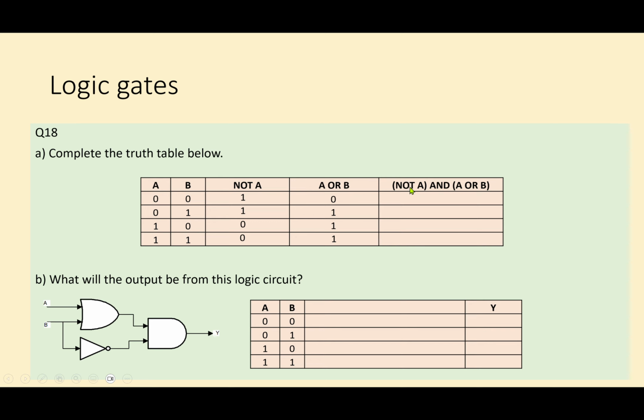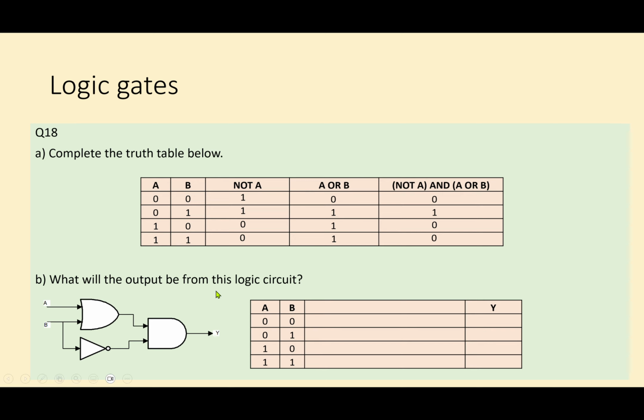Right, next we have not A and A or B. So if you look back to the previous parts of this question, we have already worked out what not A is, and we've already worked out what A or B is. So essentially we're saying it's not A, which is this column here, and A or B, which is this column here. So we're looking at these two and imagining that they're going into an AND gate. And as you'll remember from the last question, the rule is to get a 1 out of an AND gate, we need a 1 on both of them. So there isn't a 1 on both of them here, so we're going to get a 0 out. There is a 1 on both of them here, so we're going to get a 1 out. There isn't a 1 on both of them here, so we get a 0 out. There isn't a 1 on both of them here, so we get a 0 out. So that's that one done.